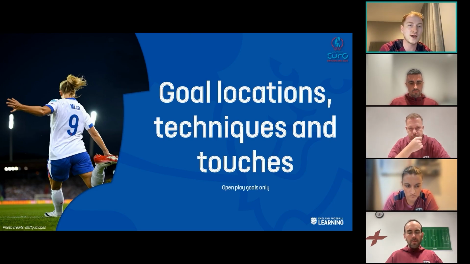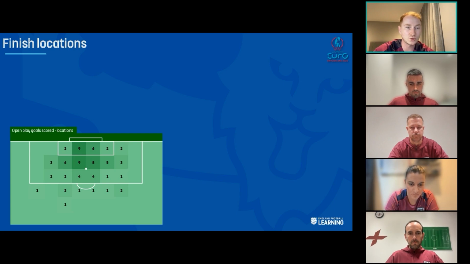What I'm going to go through now is the goal location, the finishing techniques that the players used, and then how many touches they took to finish. I'll start off by going through each of these three variables in isolation, but where the real good insight comes out is when I start to combine these variables together, and then you can see how the insights change. This is where the goals were scored from, and the darker the color and the higher the number obviously means more goals were scored from that zone.